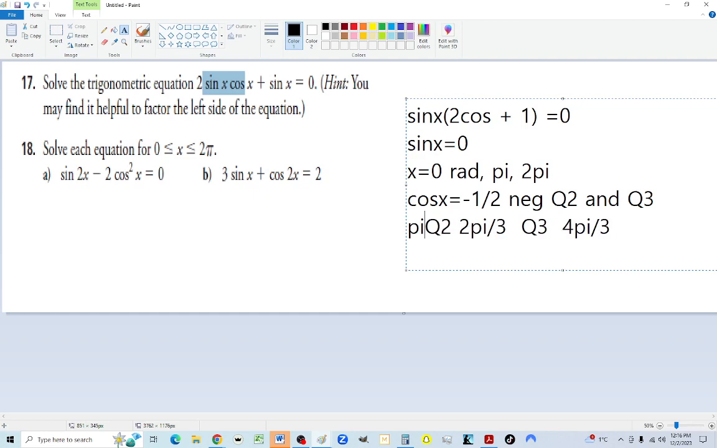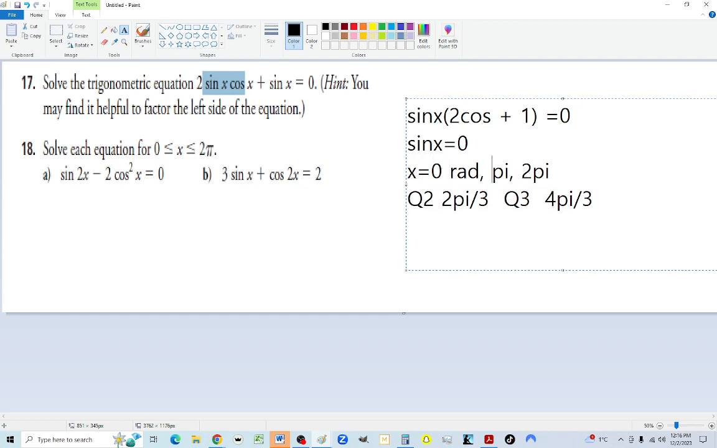So right away, you can see we have 1, 2, 3, 4, 5 solutions. And that's why that one is important.